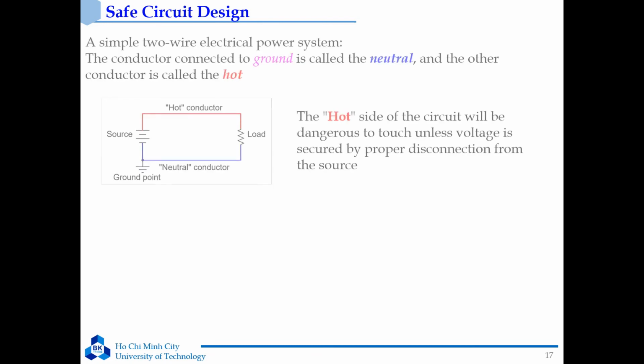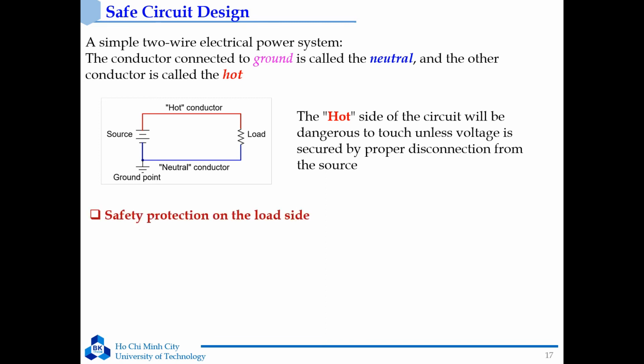Now we will discuss a safe circuit design. Let's see a single 2-wire electric power system. You have 2 conductors. The conductor connected with the ground is called the neutral line, and the other conductor is called the hot line. Now let's discuss how to protect from the load side.